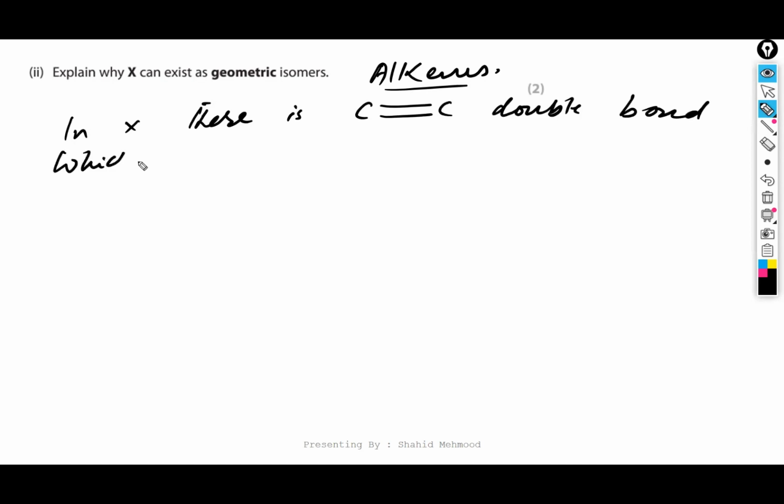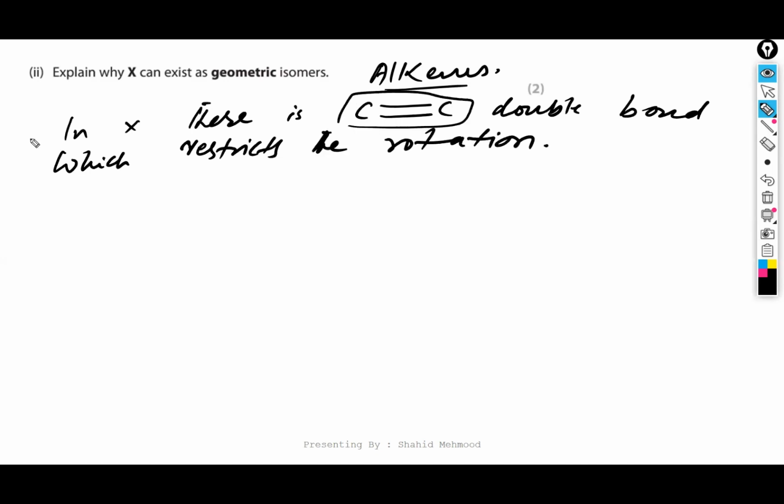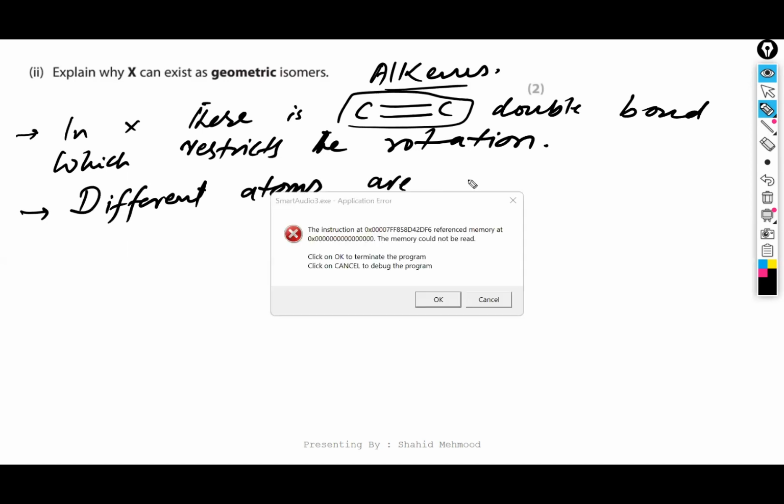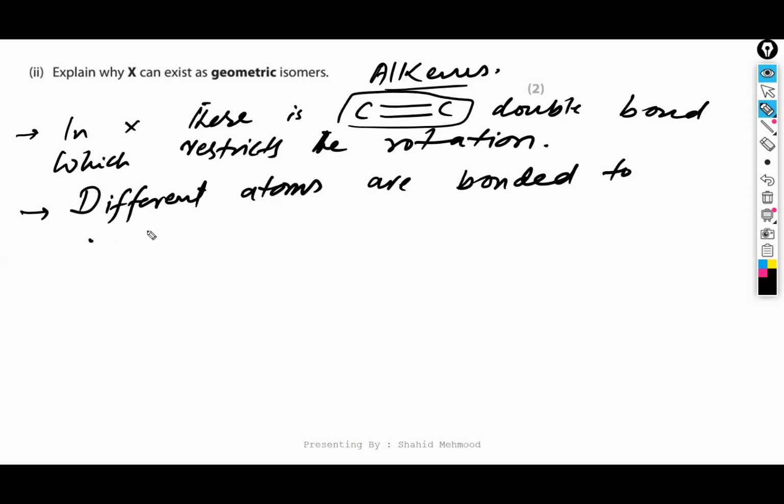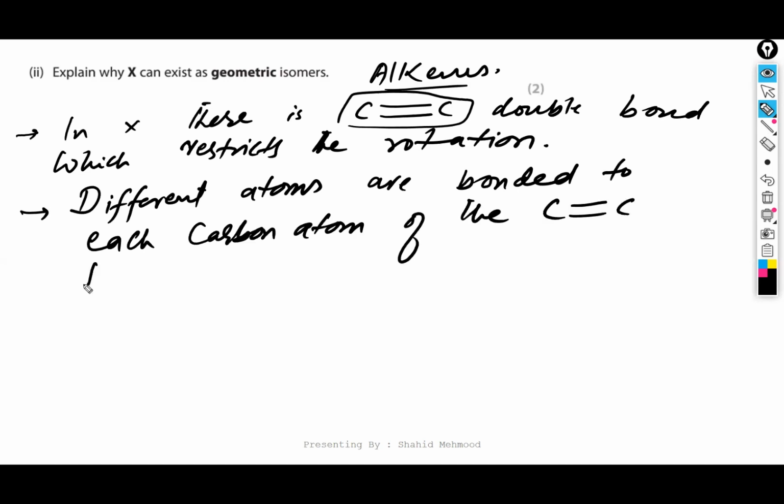which restricts the rotation. It means in the carbon-carbon double bond, there is no rotation over here now. Otherwise the bond will break down. And secondly, the more important one, different atoms are bonded to each carbon atom of the carbon-carbon double bond.